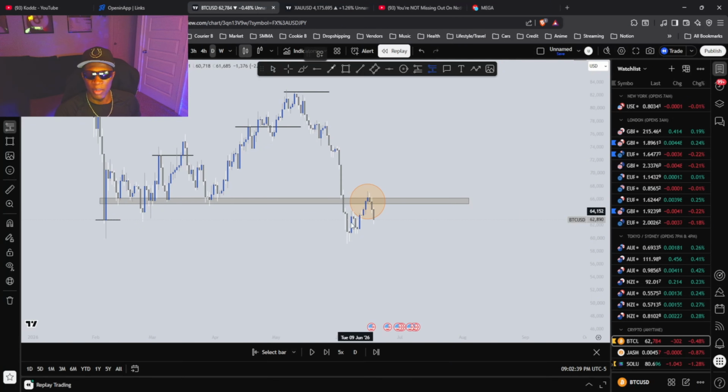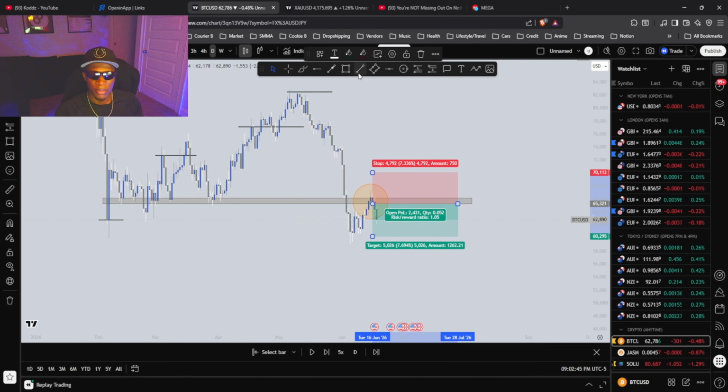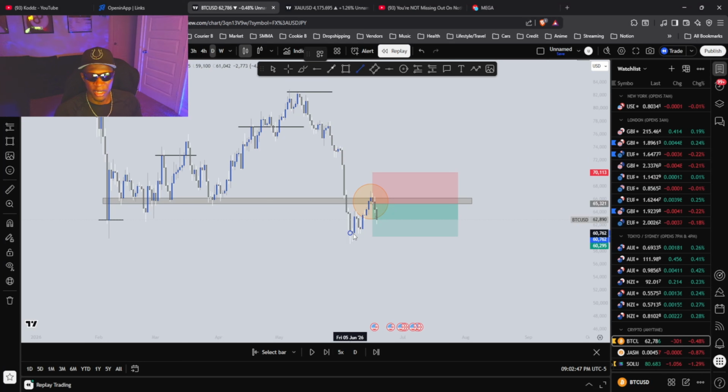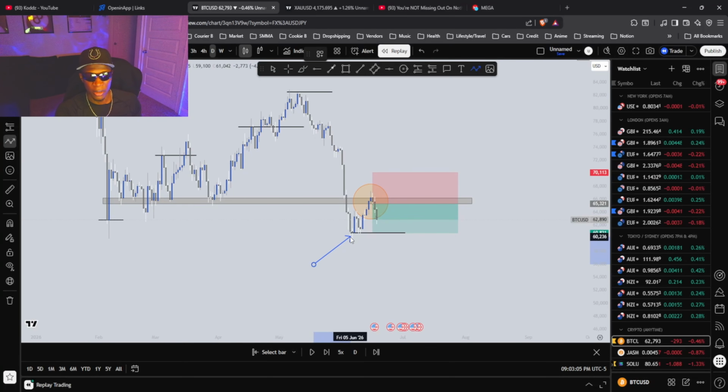Boom. So my entry came exactly right here and my stop loss was here. Then I targeted this low, which was here. This was my full TP. You might ask, how do you make $20,000 on the trade? Once price hit this low right here, I took 50% profit and moved my stops to break even, taking all risk off the trade. So the rest just ran and did what it wanted to do.